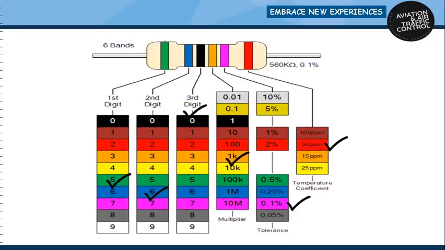So here the first digit is 5, the second digit is 6, the third digit is 0. So 560 is the numerical value of the resistor. The fourth digit gives the multiplier, and here it is 1k, that is 10 raised to the power 3. The fifth gives tolerance, which is 1%. And the sixth gives the temperature coefficient, which is 50 ppm per degree centigrade.